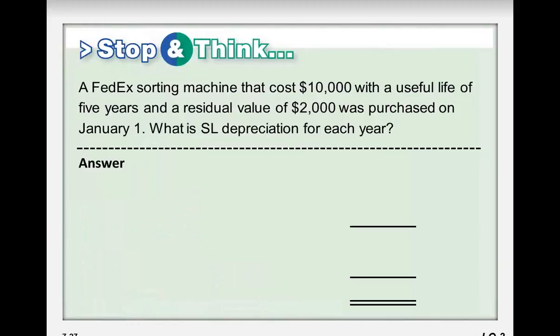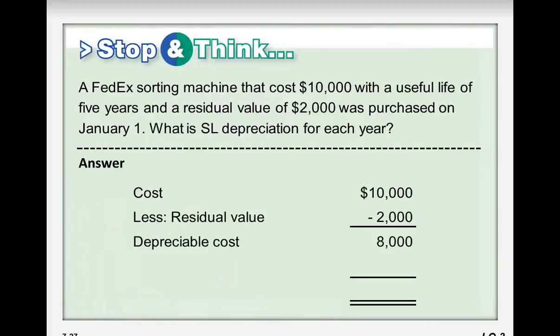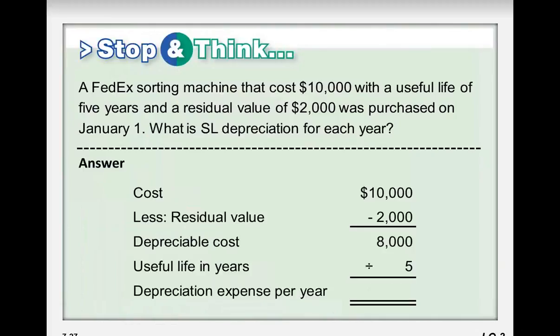Here we're going to look real quick at a sorting machine that costs $10,000 with a useful life of 5 years and a residual value of $2,000. It was purchased on January 1st. What is its straight line depreciation? $10,000 minus $2,000, divided by 5, is $1,600 per year.